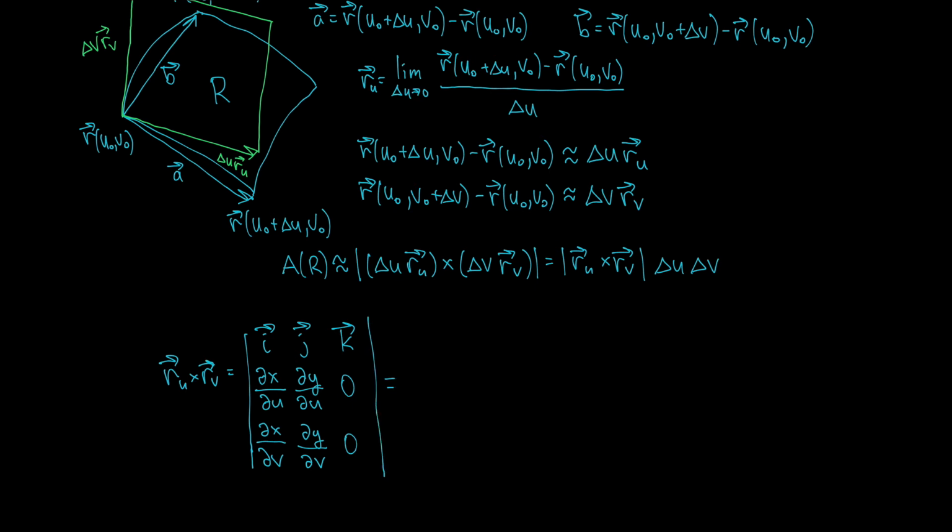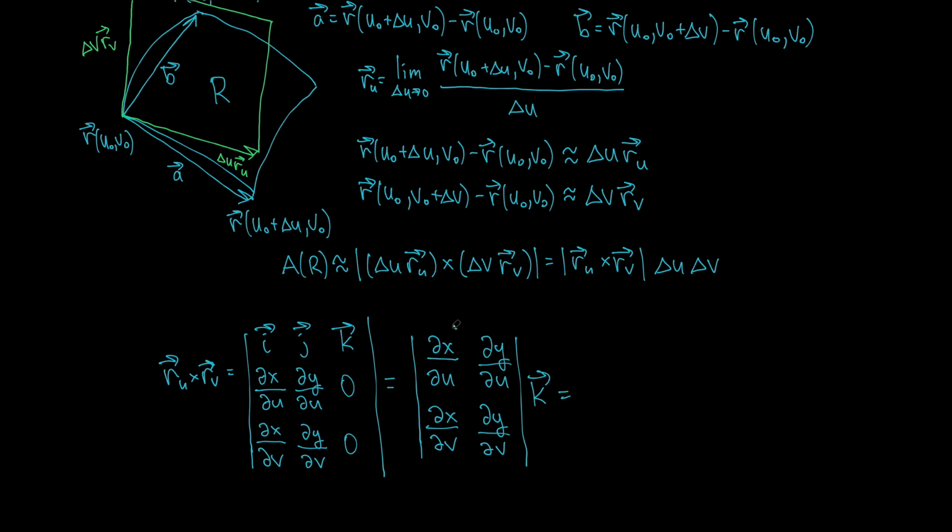So then, because k is 0, I can take just k times this determinant, and then 0 times this one will kill it off, and then 0 times this one kills that one off. So all I have to do is take one determinant. So I have partial x partial u, then partial y partial u, partial x partial v, partial y partial v, k.